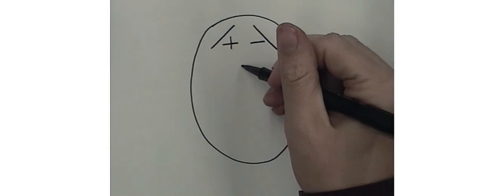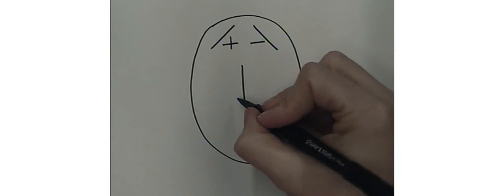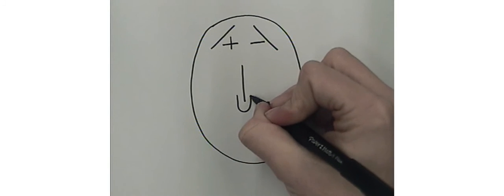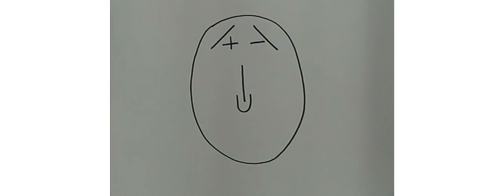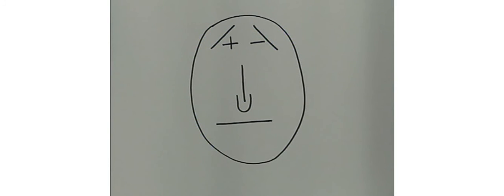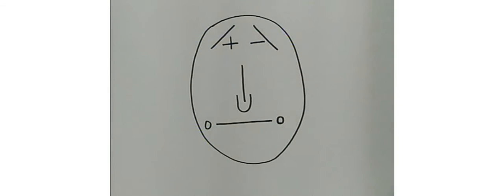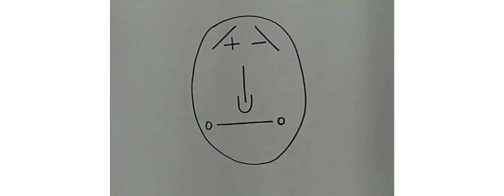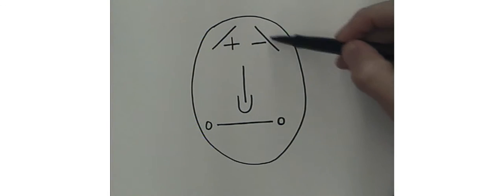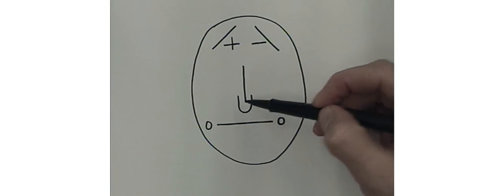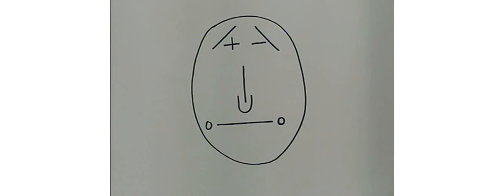Then here's his nose. And we know that this slope is undefined. So here's my U. A line that has this kind of slope is 0. So let's give him some dimples here of zeros. And there's what Mr. Slope Dude looks like. Positive slope, negative slope, an undefined slope, and a 0 slope.